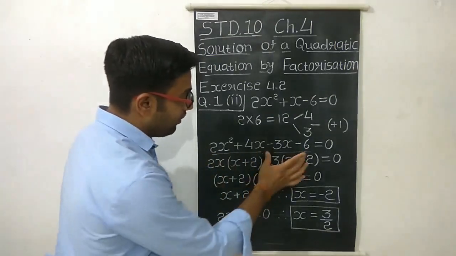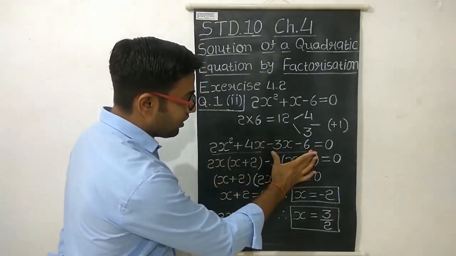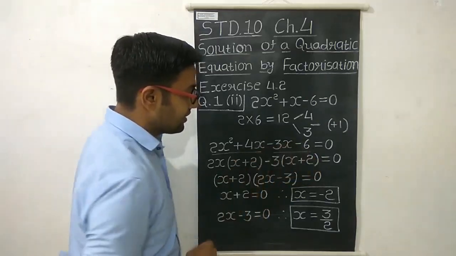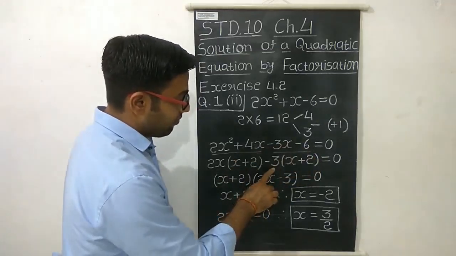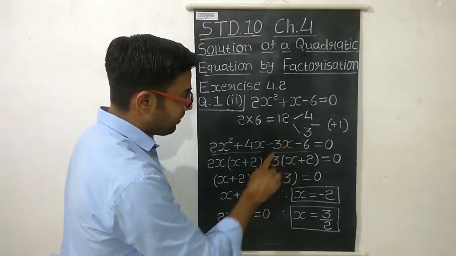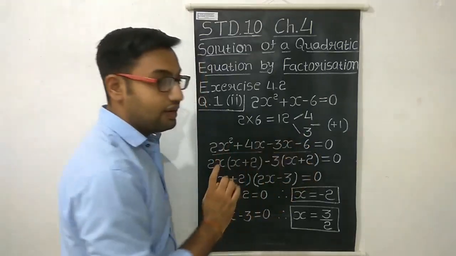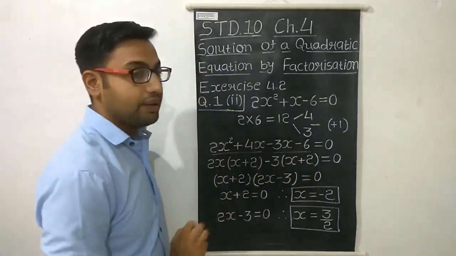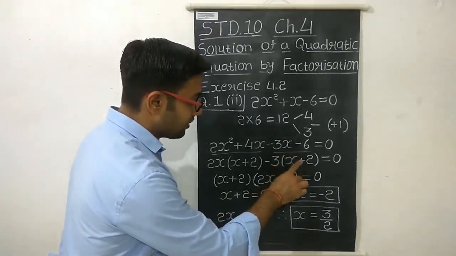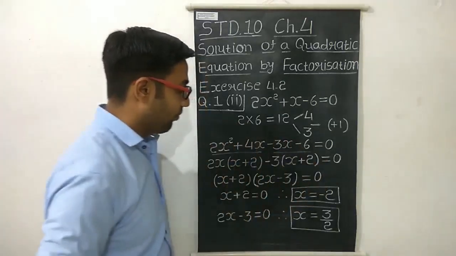In the same way, from the third and fourth terms, we have to take common factors. The common factor of 3x and 6 is minus 3. So what will remain here? If we take minus 3 as common, only x. And here what will remain? 3 times 2 is 6, so 2 will remain, because we have taken minus 3 as common. And this minus sign will now become plus, is equal to 0.